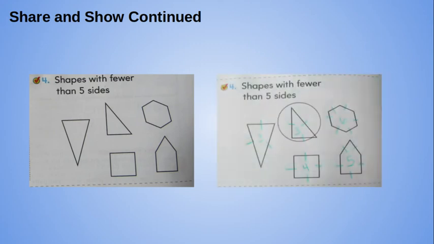Now I can circle the triangle because it has 3 sides. The square has 4 sides, and a triangle with 3 sides again. All of these are less or fewer than 5 sides.